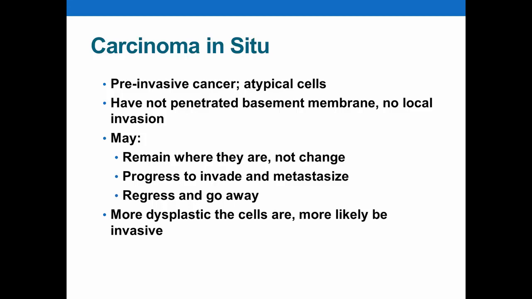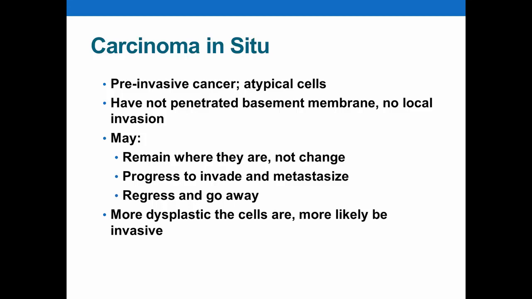So what might those abnormal cells do? They can usually do one of three things. They may stay where they are and not change. And while they're staying where they are and not changing, they're essentially waiting for the right time or the right environment to come together.